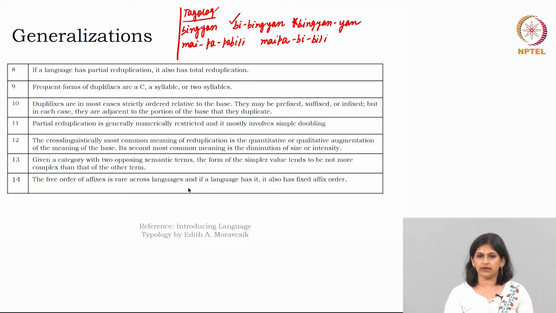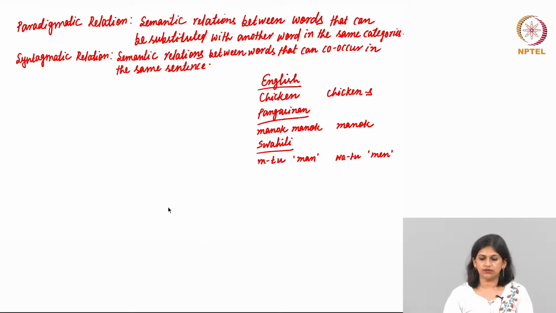If you remember, we were talking about the binary division, 1 and 0, in the case of form and meaning. Tree, trees: form gets 1, meaning also gets 1. But in the case of sheep, sheep, form gets 0 and meaning gets 1. Keeping that in mind, to understand generalization 13, look at the data on the screen. I have 3 languages here: English, Pangasinan, if I read it correctly, my apologies if the pronunciation is incorrect, and then Swahili. In these 3 languages, let us see how pluralization works.